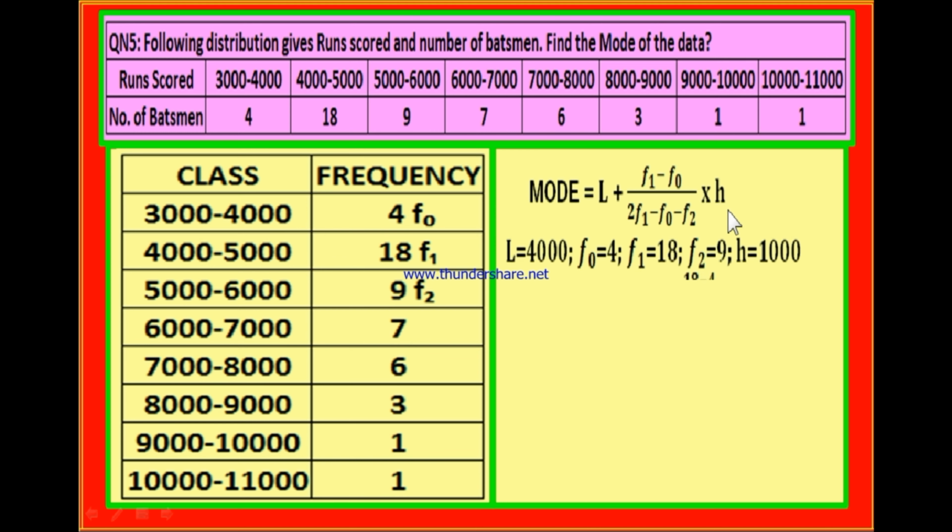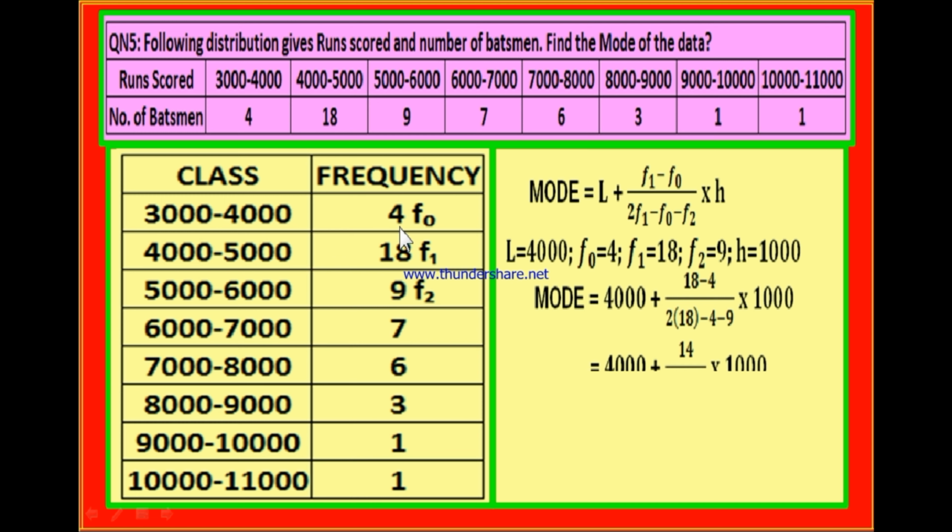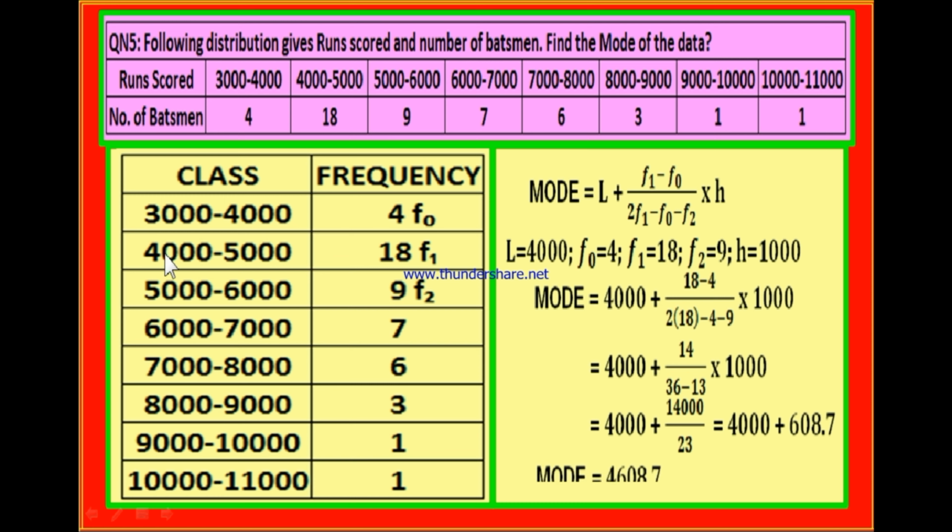This is the formula to find mode, where L means the lower boundary of the modal class, which is 4000. F0 is the frequency above the modal class, that is 4, F1 is the frequency of the modal class or the highest frequency, 18, and F2 is the frequency below the modal class, that is 9. H means the height of the class, which is the difference between any two successive lower boundaries or upper boundaries, equal to 1000.